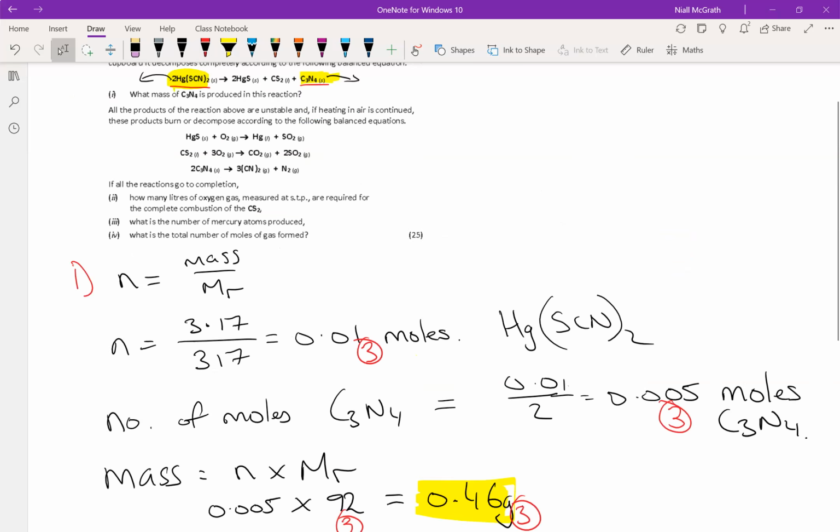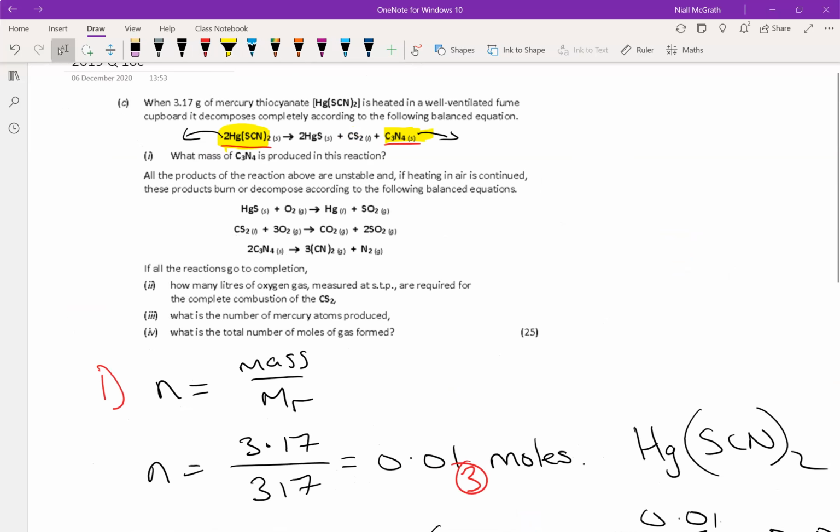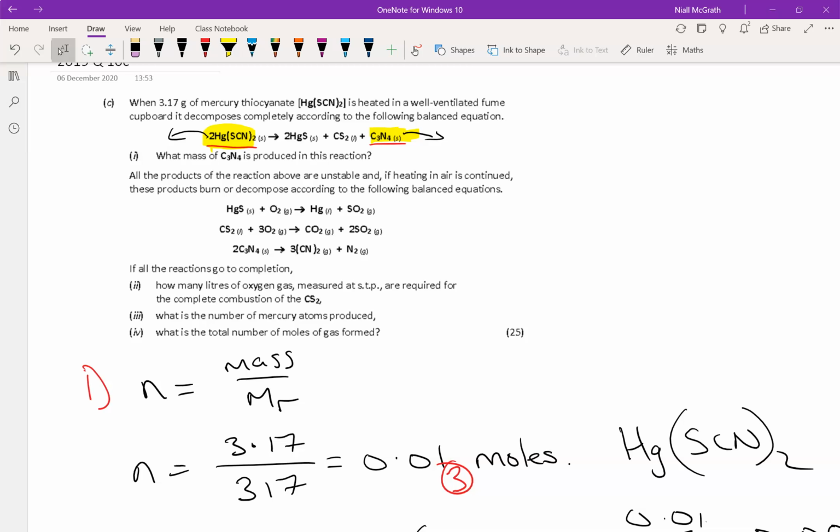Now, if we look at part 2 then. Alright, all the products of the reaction above are unstable, and if heating is continued, these products burn or decompose. So each of these down here, right, your HgS, that's the HgS that's there. Your CS2, that's the CS2 that's there. And C3N4, that's the C3N4 you're after calculating. Okay, so each of the products has a separate reaction. It either reacts with oxygen in air, or it just decomposes.